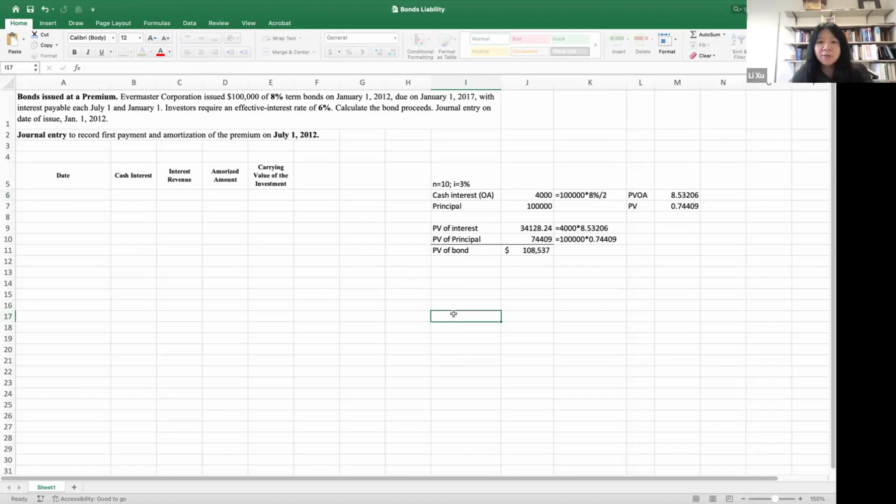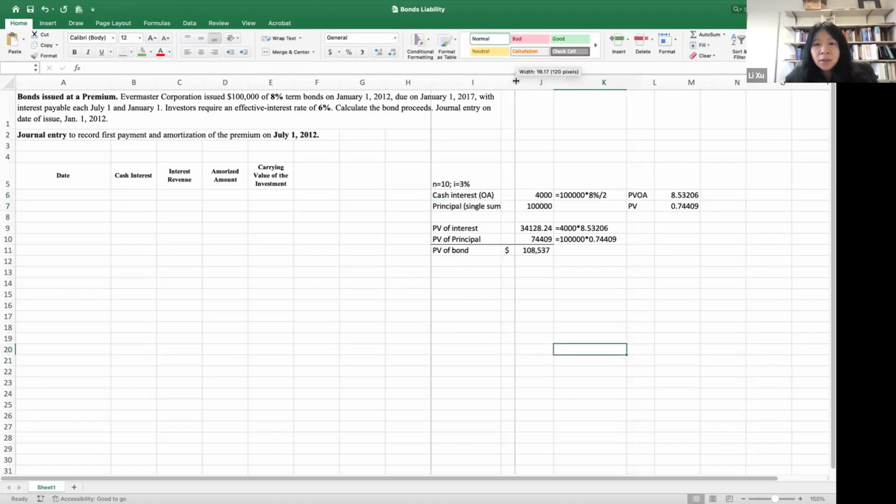If you think of the cash flow pattern, the company has to pay out 4,000 every 6 months, at the end of each 6 months. The next one is the principal, which is just a single sum in terms of cash flow pattern, because you only need to pay it once. All right, so after we have this, we can use the tables.